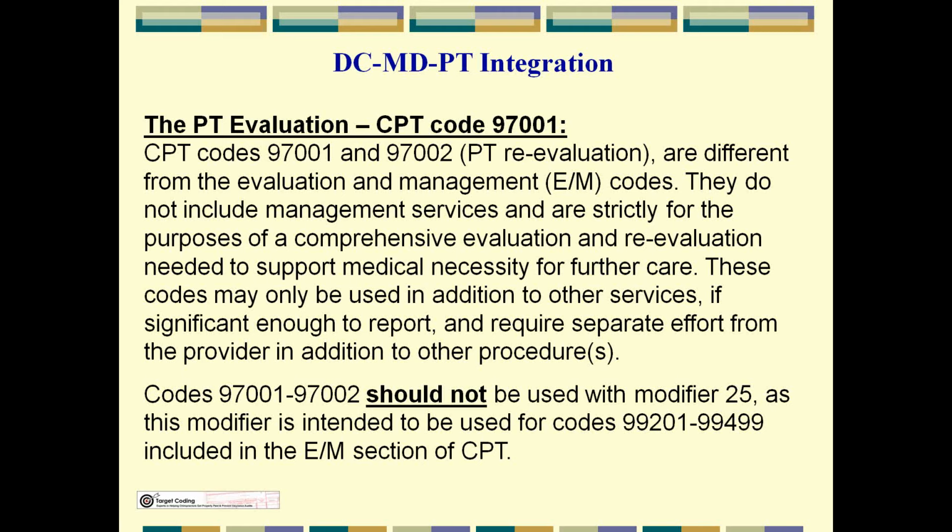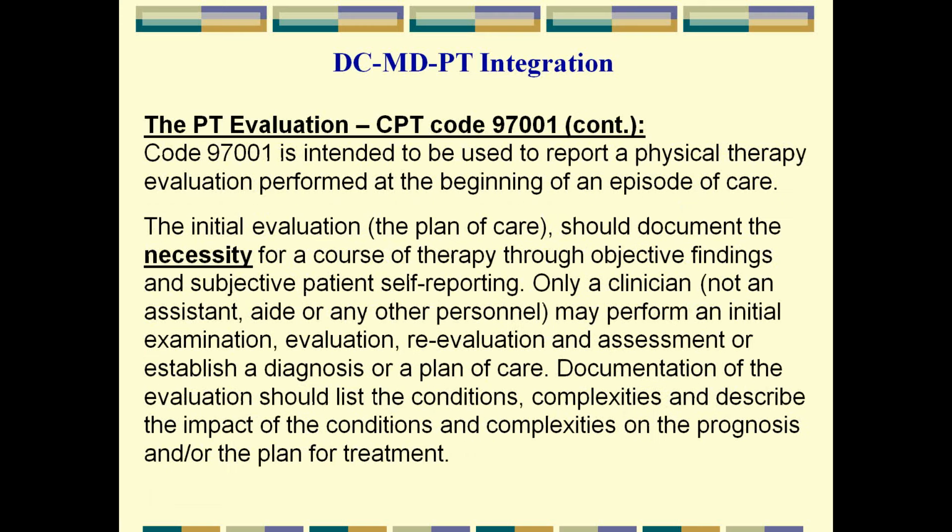These codes may be only used in addition to other services if significant enough to report and require separate effort from the provider in addition to the other procedures. These PT eval and reeval codes should not be used with modifier 25. 25 is only used on E&M codes. So 97001 is used to report a physical therapy episode of care at the beginning of the episode of care. So this evaluation should document the necessity for a course of therapy through objective findings, subjective findings, diagnostic tests.